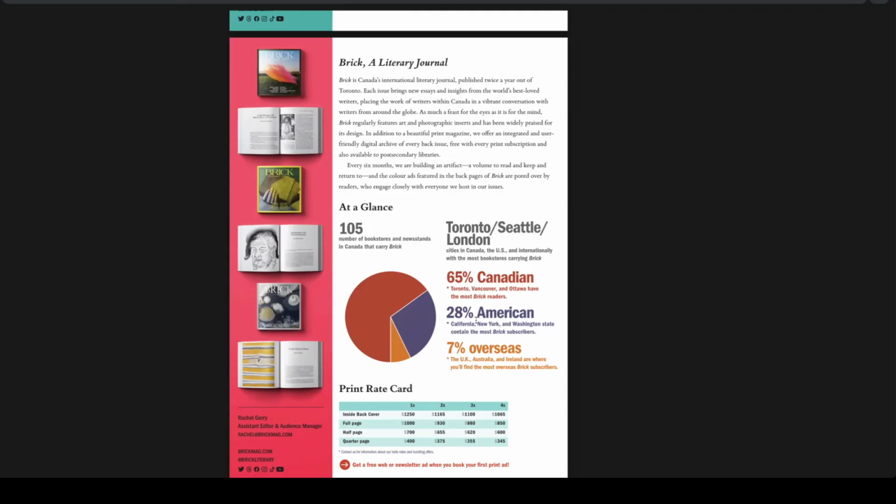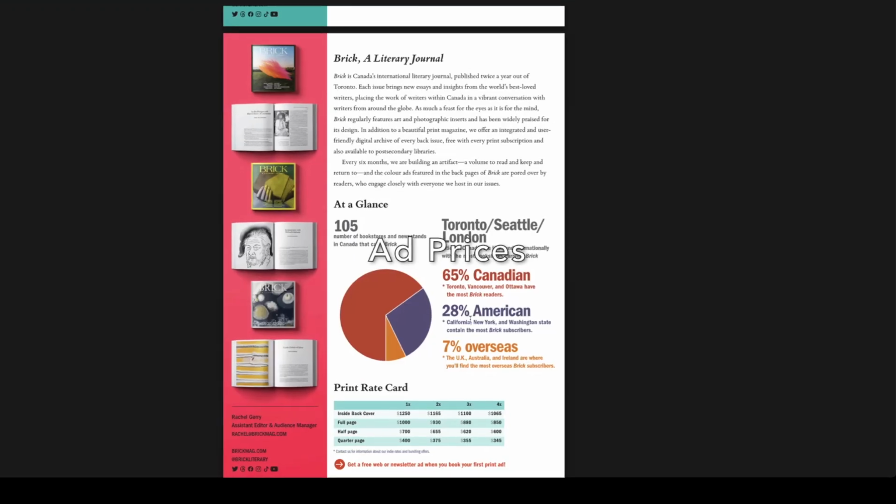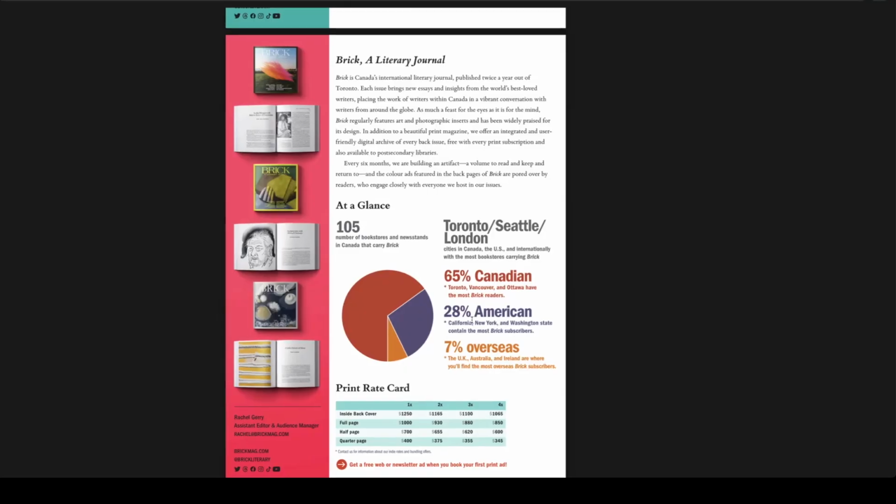In the case of Brick, we have a 7% overseas audience. We also have a 28% American audience. Then we get into pricing. Pricing is really dependent on the size of your publication, and everybody's going to be slightly different. So you want to think about putting your pricing up there fairly early on to give people a sense of, okay, how much is this going to cost?